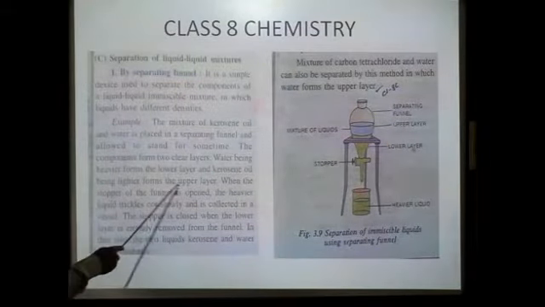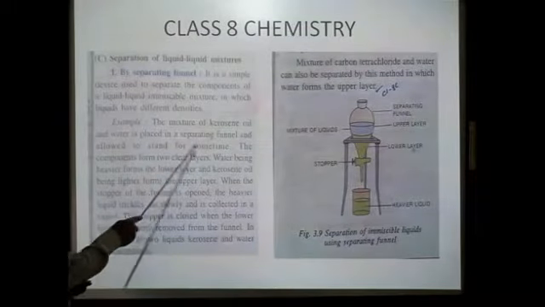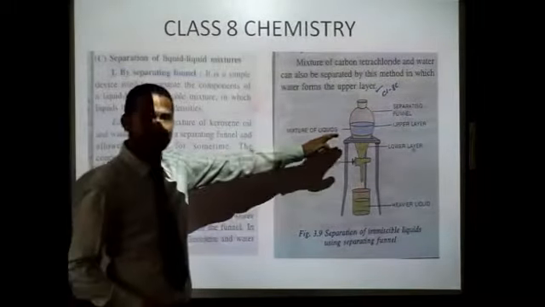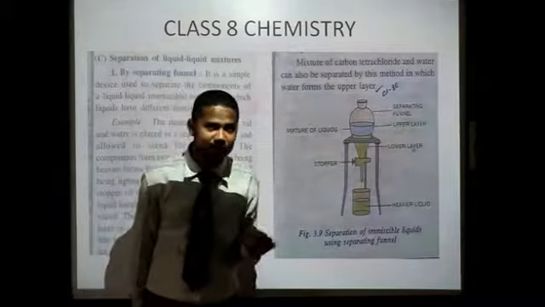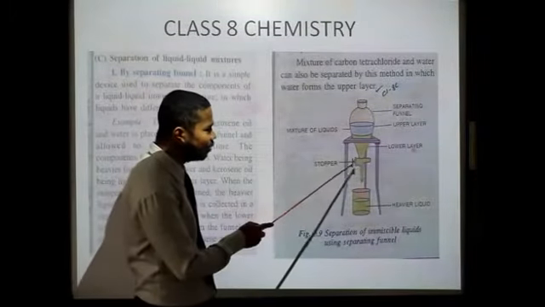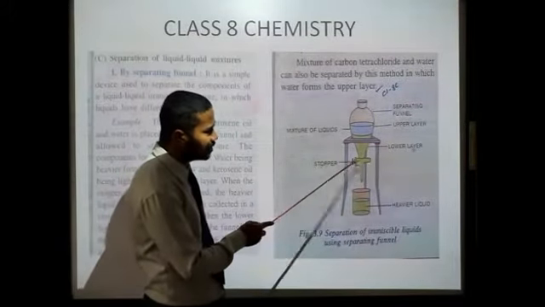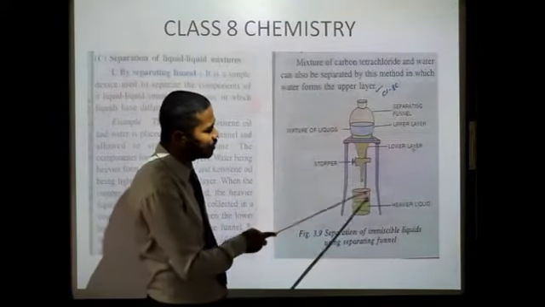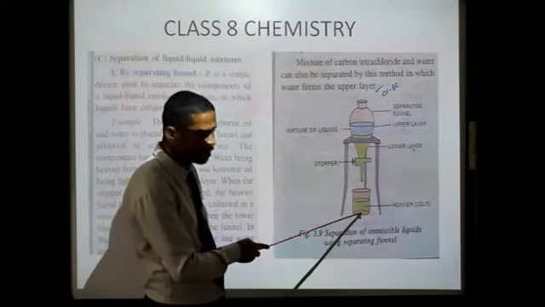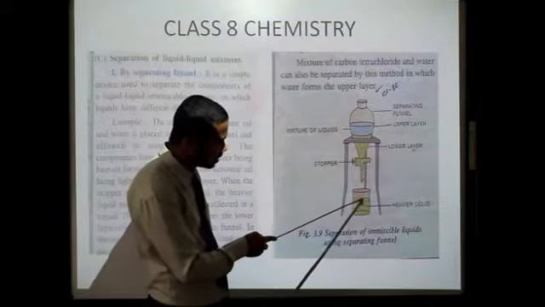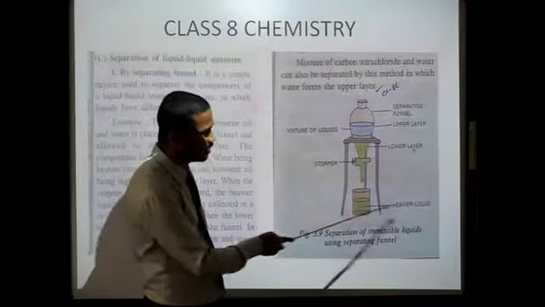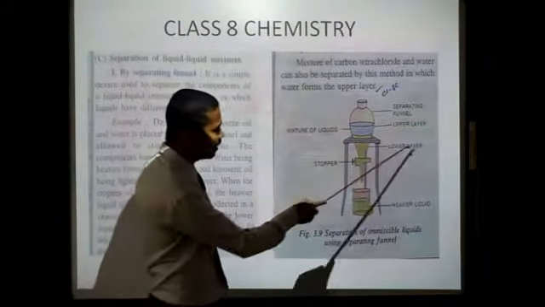Let it stand for some time, then the liquids will form different layers, and once you can see the different layers formed, you can slowly open this stopper. Then the lower layer liquid will start coming down and get collected here. This is the heavier liquid. That means the lower layer will come out here.